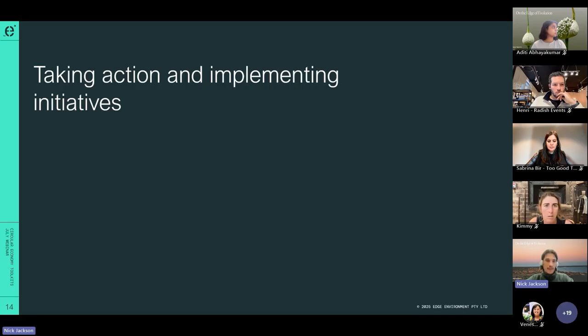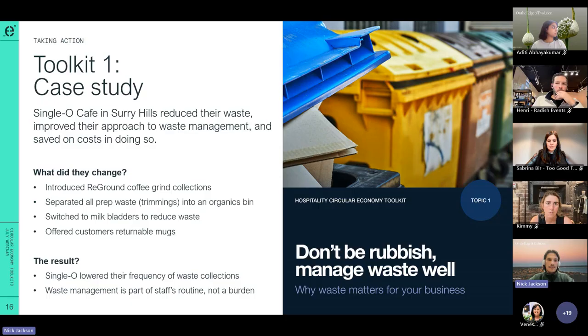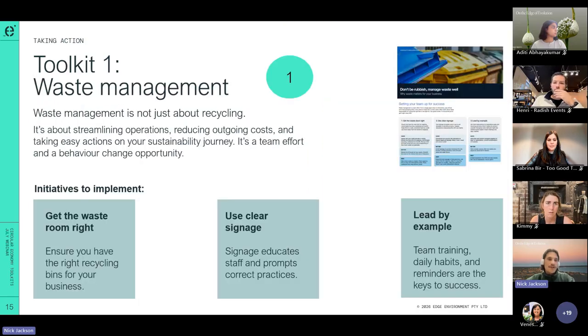Now let's get on to how these toolkits can help you take action and how you can implement the initiatives more specifically. So the first toolkit I'd like to introduce is waste management. And this is a great one for operation managers trying to understand how they can streamline their operations. Now, the most important thing to remember with waste management is it's not just about recycling. It goes beyond that.